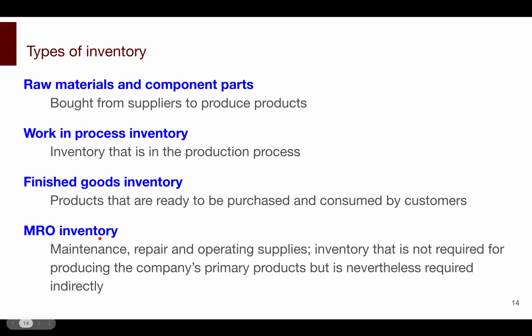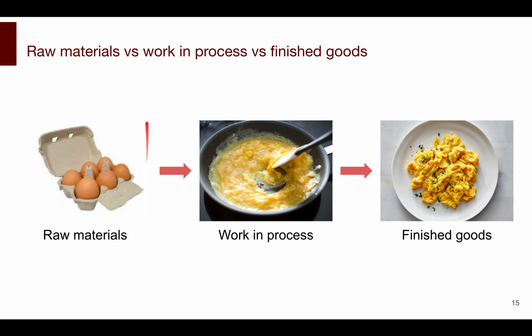This type is a little bit strange. Basically, those are other things that the company needs to maintain inventory of, but they're not direct inputs into the primary products produced by the company, but they're more like inventory that's needed indirectly. Here's a very simple example to show you what's the difference between raw materials, so what you get from your supplier, work in process, where you started work but it's not finished yet, and finished goods, which is what consumers can purchase or consume.